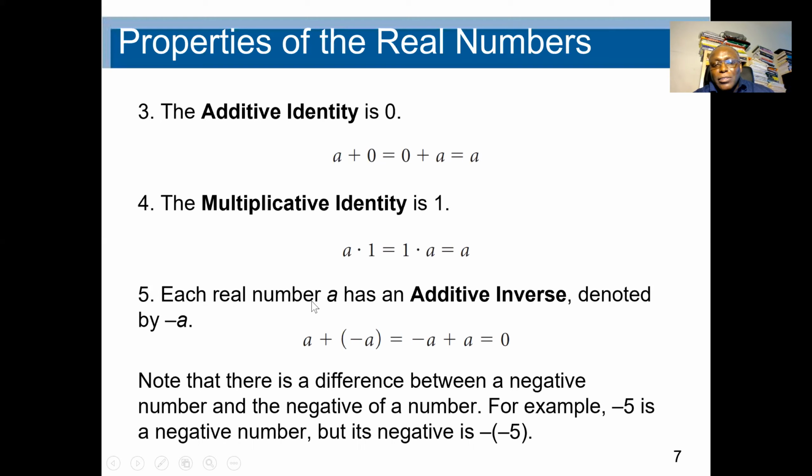And also each real number A has an additive inverse denoted by negative A, which means that if I have A plus negative A, so if it's 2, 2 plus negative 2 will give me 0. So A plus negative A is the same as negative A plus A, which will be 0. And here we should note the difference between a negative number and the negative of a number. So if I have, for example, negative 5, it's a negative 5. Now, if I have negative of negative 5, it means negative times negative 5.